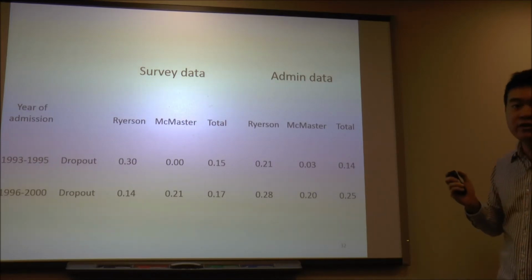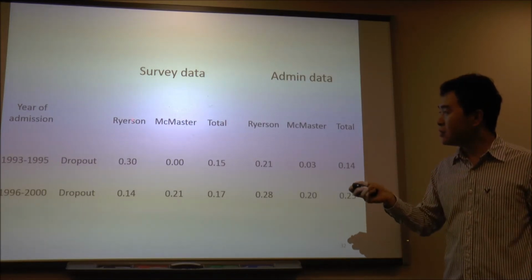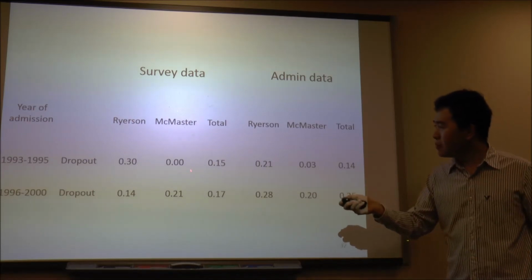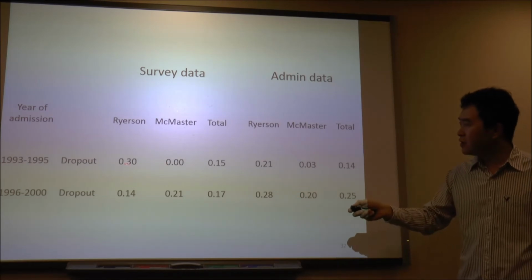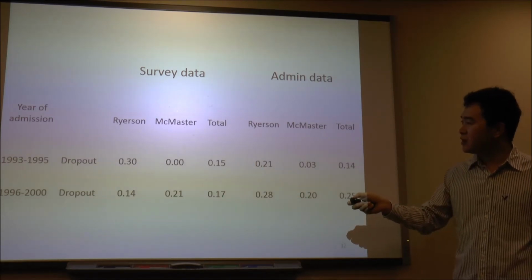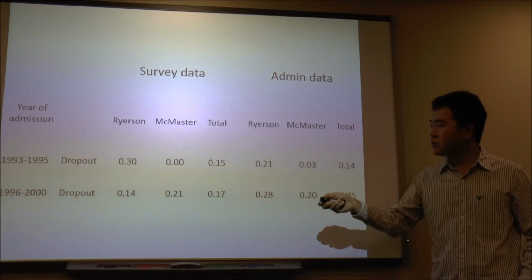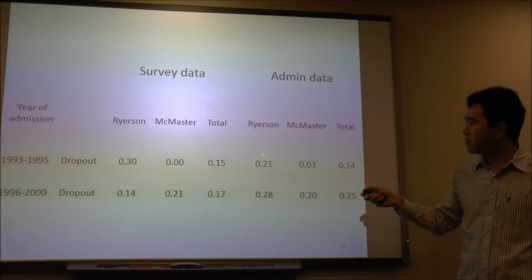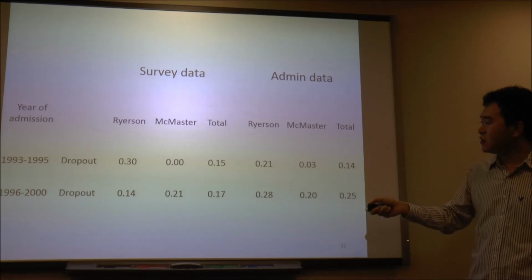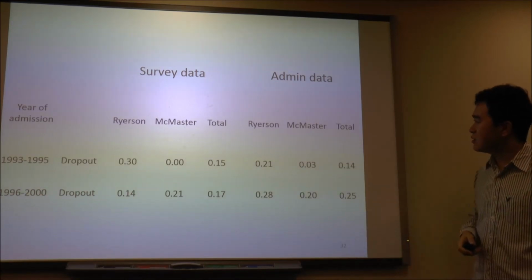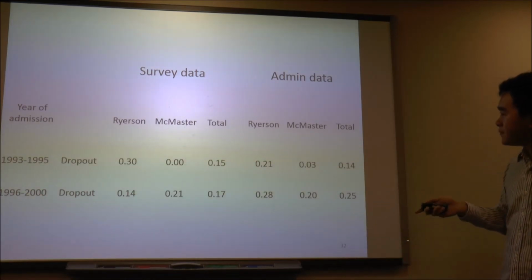All right, and here's a snapshot of some summary statistics of the dropout between the survey and administrative data. We can see that Ryerson and McMaster look more representative, I should say. However, for Ryerson, you will see that the mean of dropout in this year of admission is different from the administrative data, and in this year of admission quite different from this.